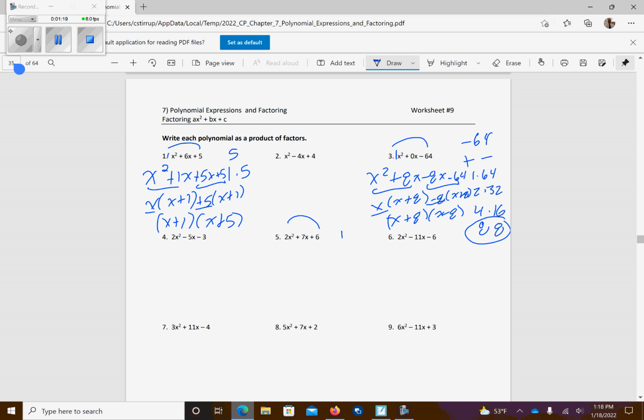Okay, problem number 5. We're going to multiply those together, so I get 12. All signs are positive, so everything's positive. Factors of 12 are 1 and 12, 2 and 6, and 3 and 4. Which of those add up to 7? That'd be 3 and 4.